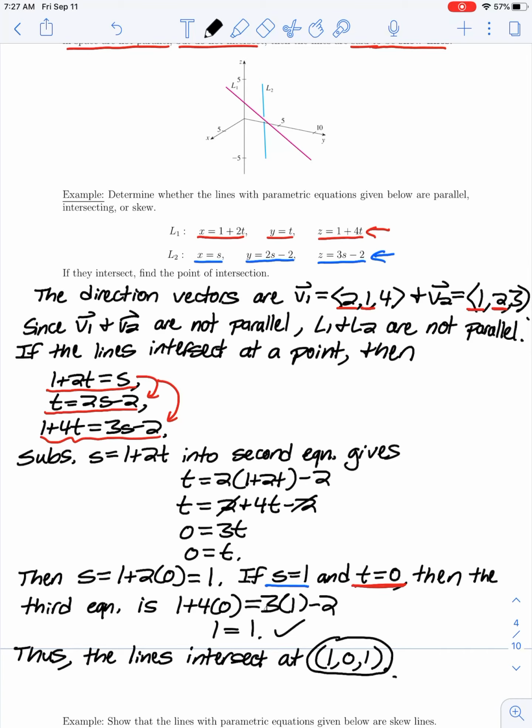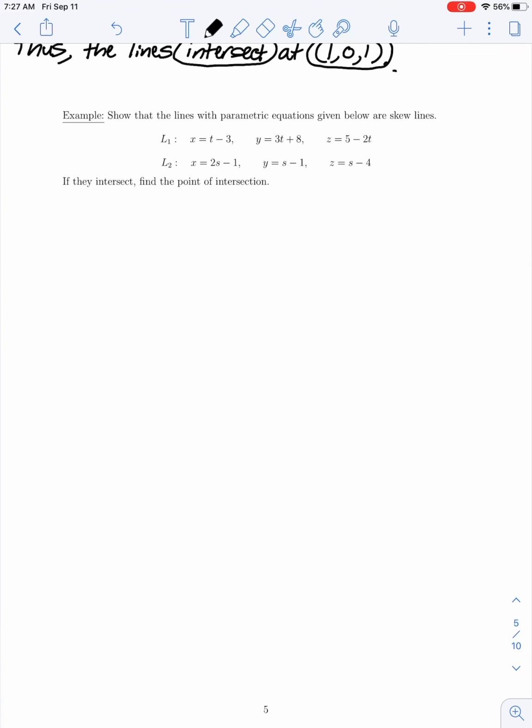So here, these two lines intersect, and the point of intersection is the point (1, 0, 1). So let's look at another example, which is somewhat similar. Here we are supposed to show that the lines with parametric equations given below are skew lines.